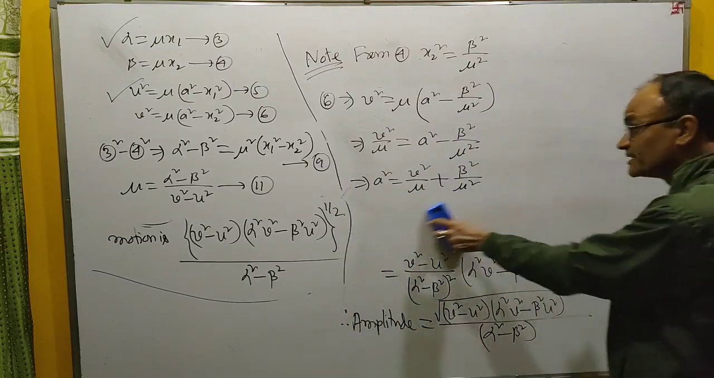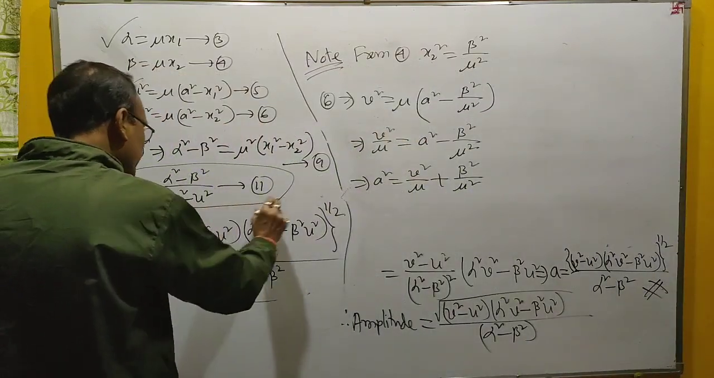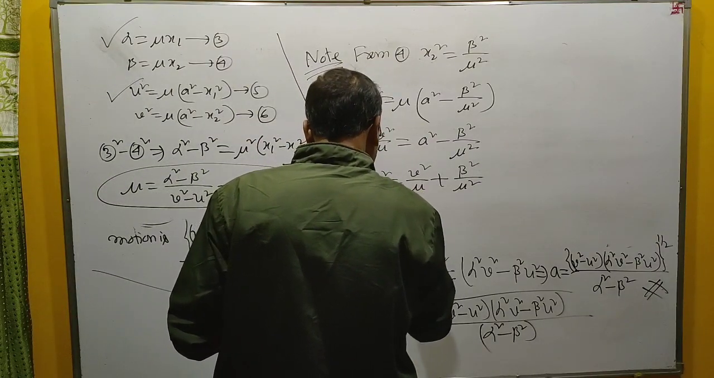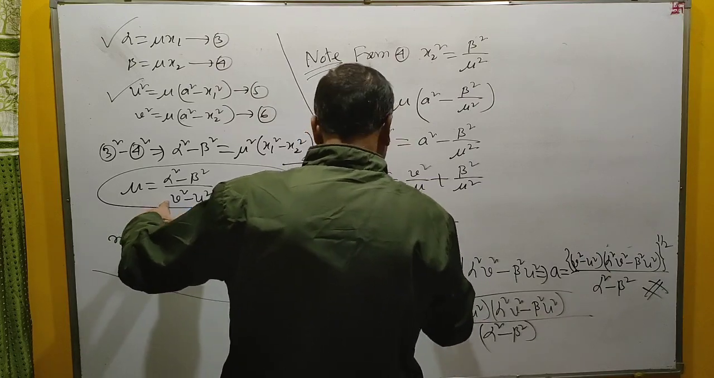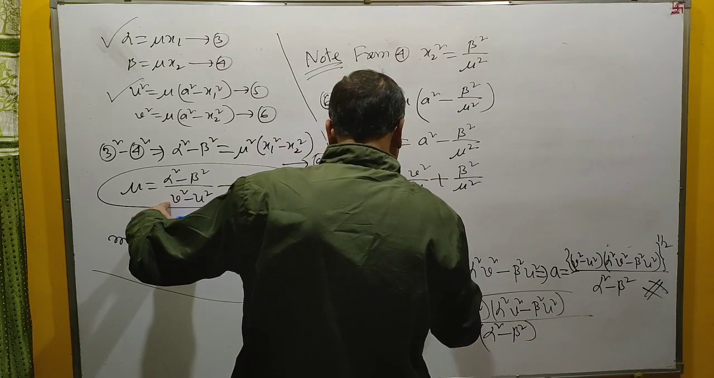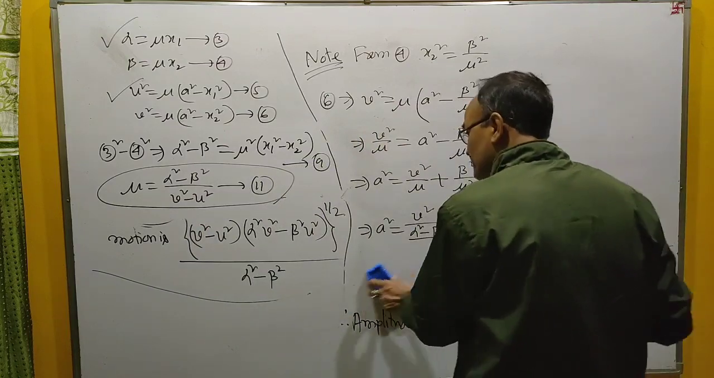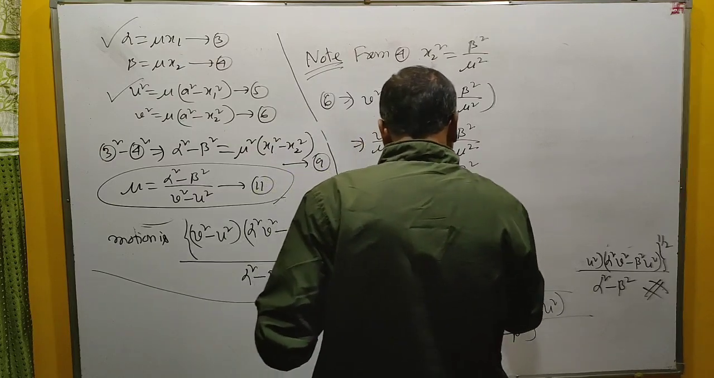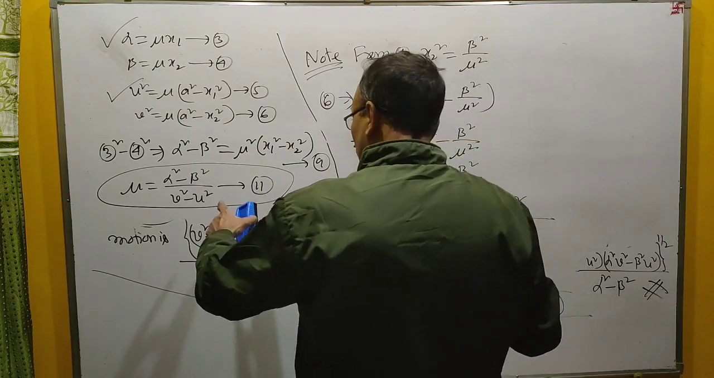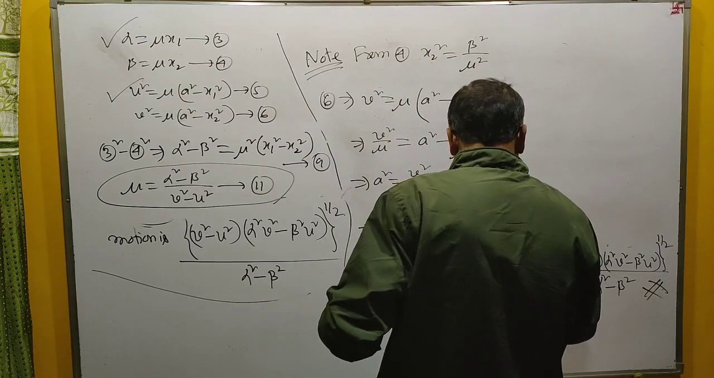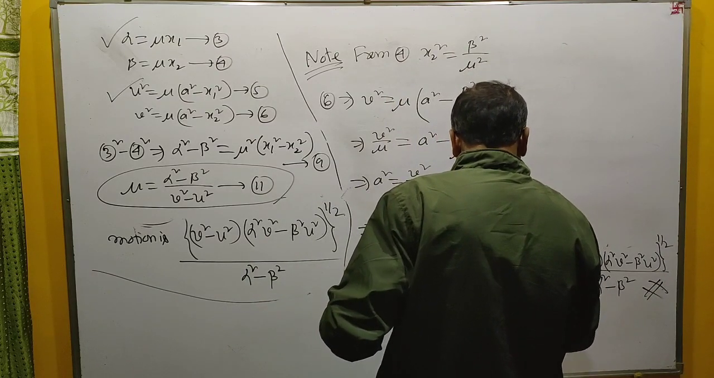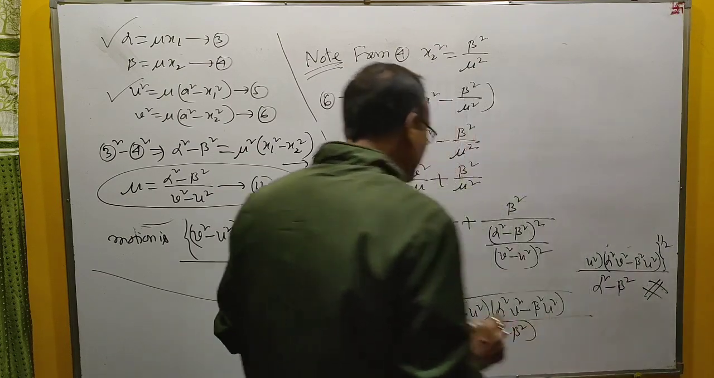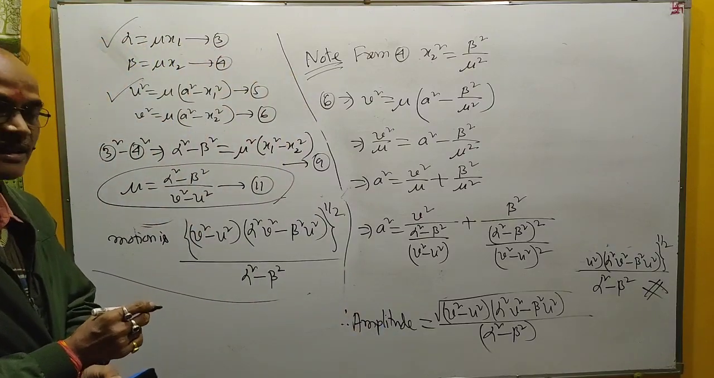Now using 11, put the value of mu. This means a square equal to v square by mu, which means v square divided by alpha square minus beta square divided by v square minus u square, plus beta square divided by mu square, which means alpha square minus beta square whole square divided by v square minus u square whole square. You may write like this.